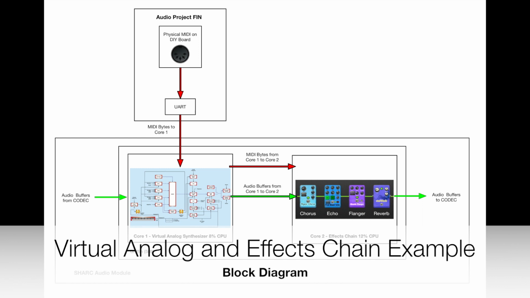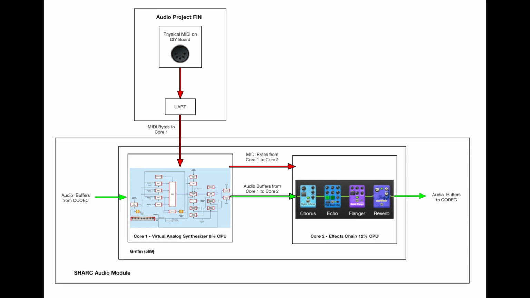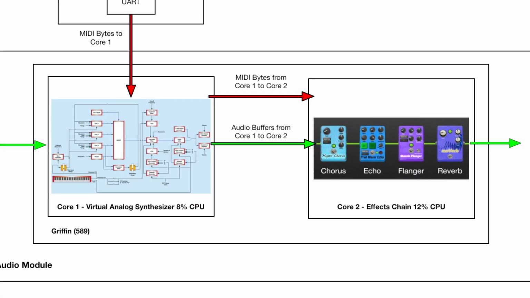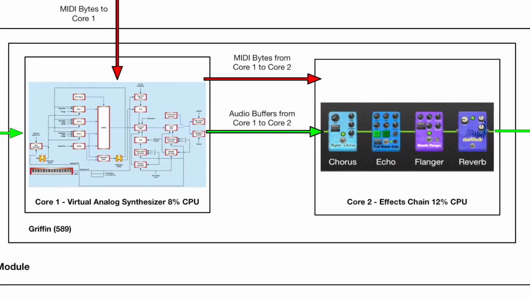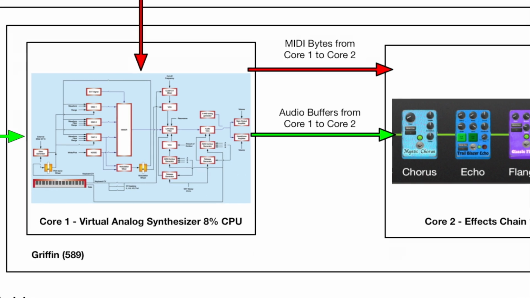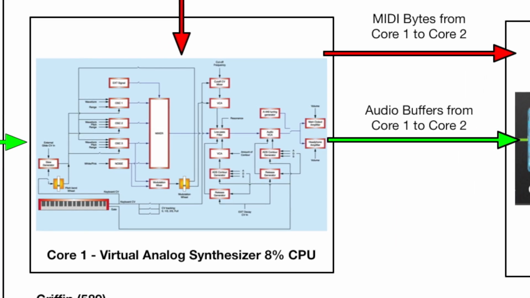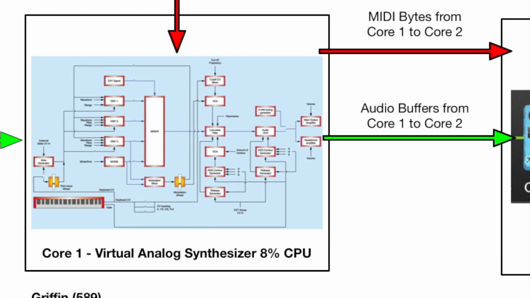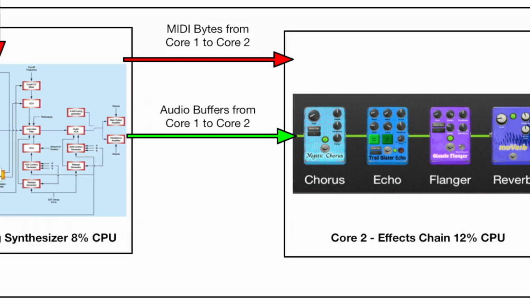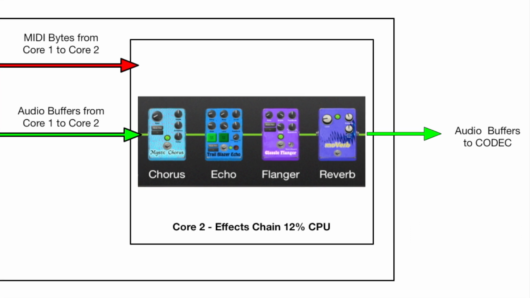This block diagram is a high-level representation of how data flows through the system. On the SHARC Audio Module, the Griffin part is a dual-core DSP. Core number 1 is running the virtual analog synthesizer using about 8% of the CPU. It receives audio buffers from the codec and passes audio buffers on to core number 2. Core number 2 is running the effects chain using about 12% of the CPU. It receives audio buffers from core number 1 and passes audio buffers on to the codec.